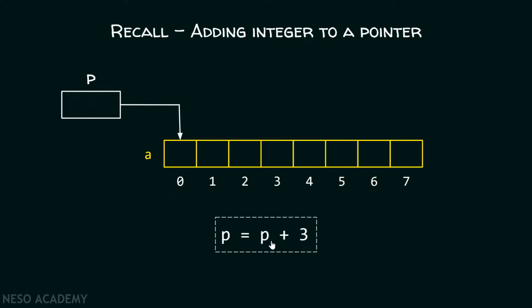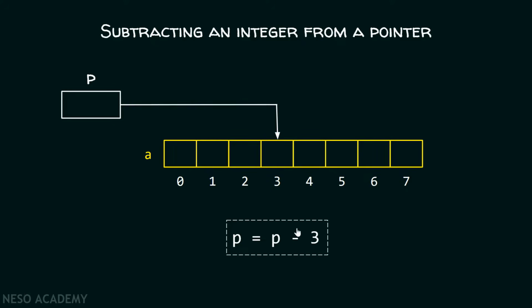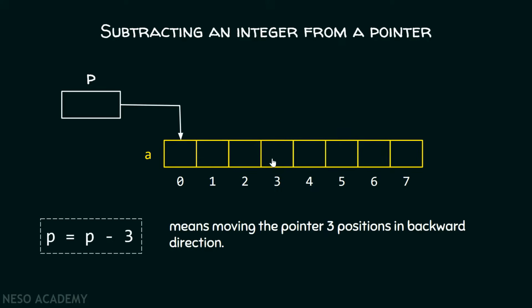Now recall what happens when we add this integer to the pointer. If we add 3 to the pointer p, then the pointer will simply move 3 positions in the forward direction. That is what we have learned in the previous lecture, right? Now my question is, what happens if I subtract 3 from this pointer p? The answer is obvious. The pointer will simply move 3 positions in the backward direction.